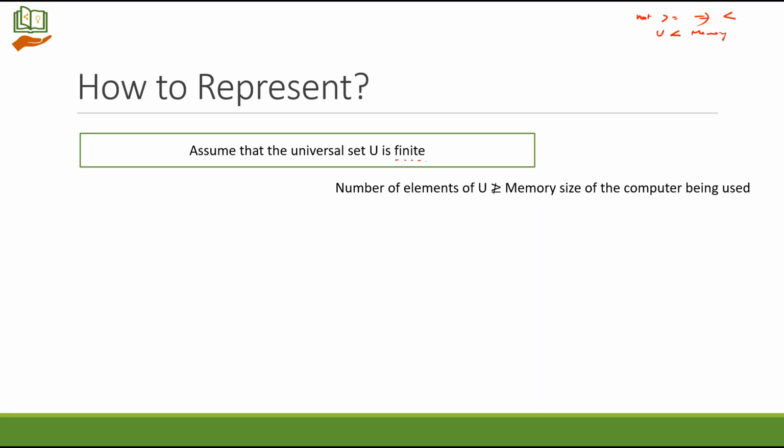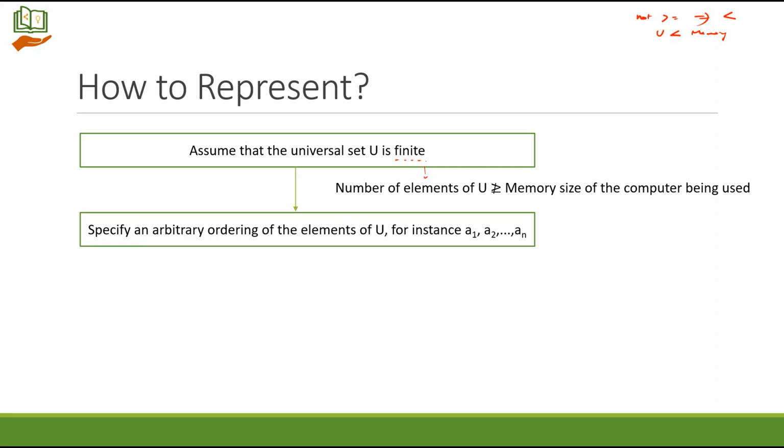Since they have given the set as a finite set, they are just comparing the number of elements to the memory size of the computer. Specify an arbitrary ordering of the elements of U, for instance A1, A2 up to AN. So let's take the universal set 1, 2, 3, 4, 5. So this will be A1, A2, A3, A4 and A5. If you have another universal set U equal to 2, 4, 6, 8, 10, then here also it will be A1, A2, A3, A4 and A5. This ordering will say which element occurs first and which element occurs next.